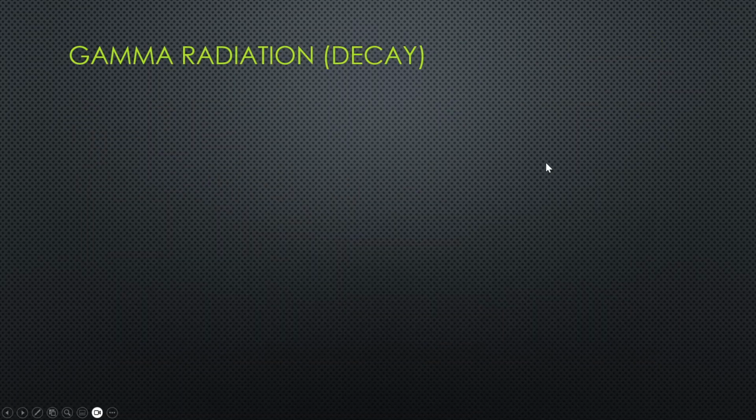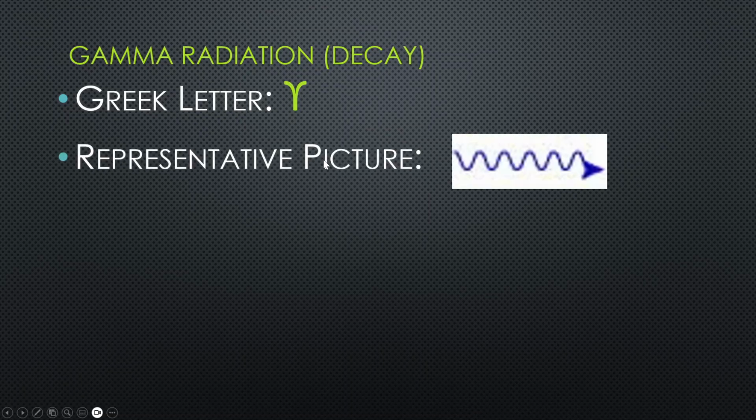Okay. All right, the last one we're going to talk about is gamma radiation decay. So the Greek letter looks like this. This is the Greek letter gamma. The representative picture, it has no particle coming out. It actually is what we call a gamma ray. But how do we write it in the equation? We write it this way. So it has a mass of 0, has a charge of 0, and it is a gamma. So we write it this way in an equation.